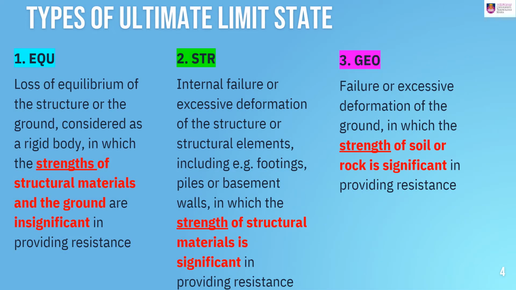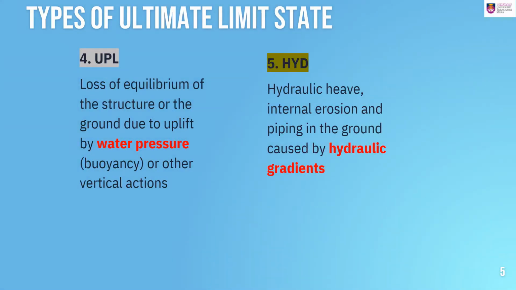Just to refresh back the types of ultimate limit states, there are 5 types. First is EQU, second is STR, third is GEO, fourth is UPL, and the fifth is HYD.